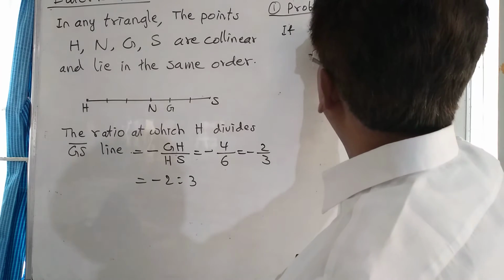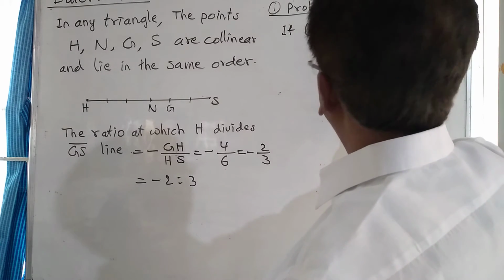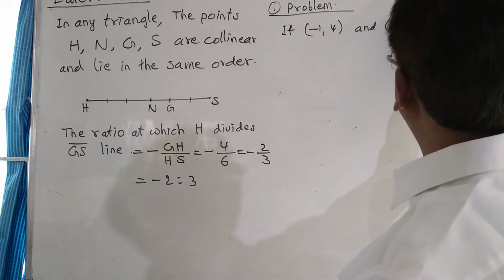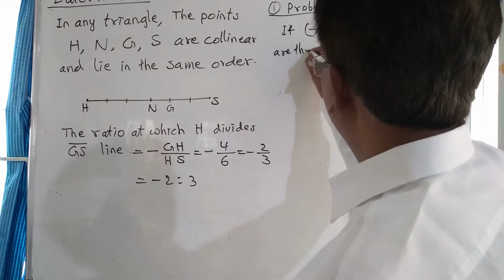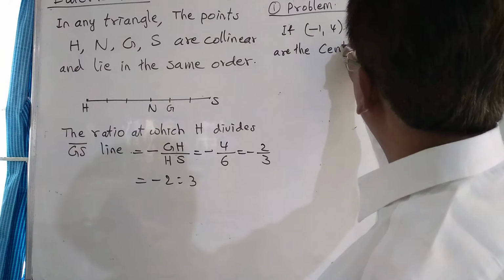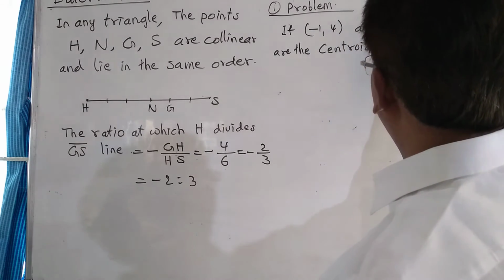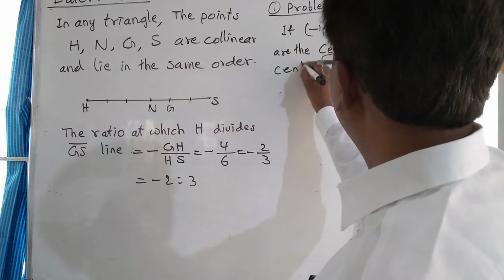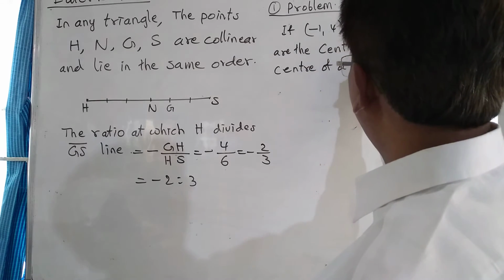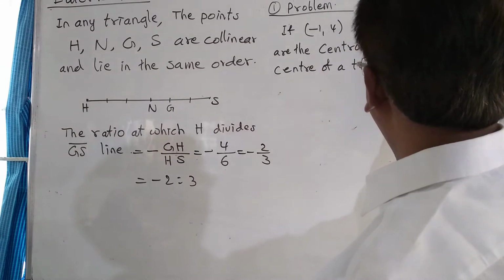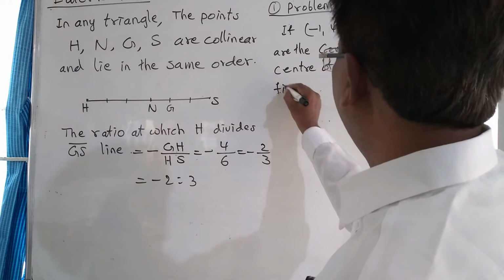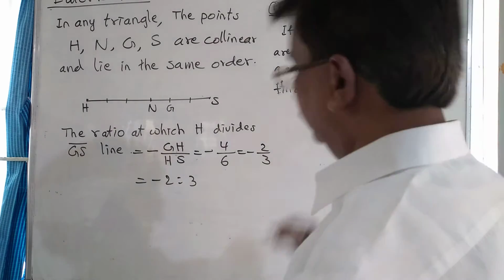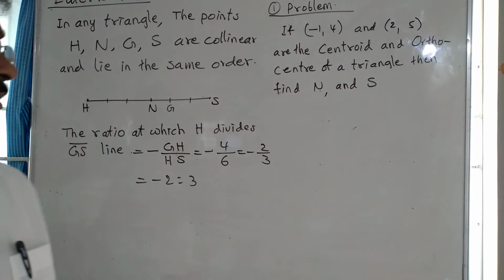If -1, 4 and 2, 5 are the centroid and orthocenter of a triangle, then find N and S. Find the nine-point circle center and circumcenter.